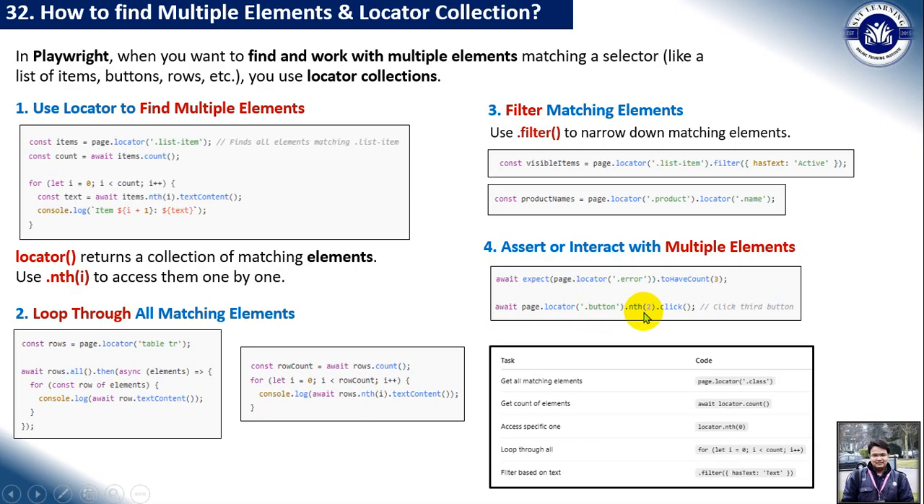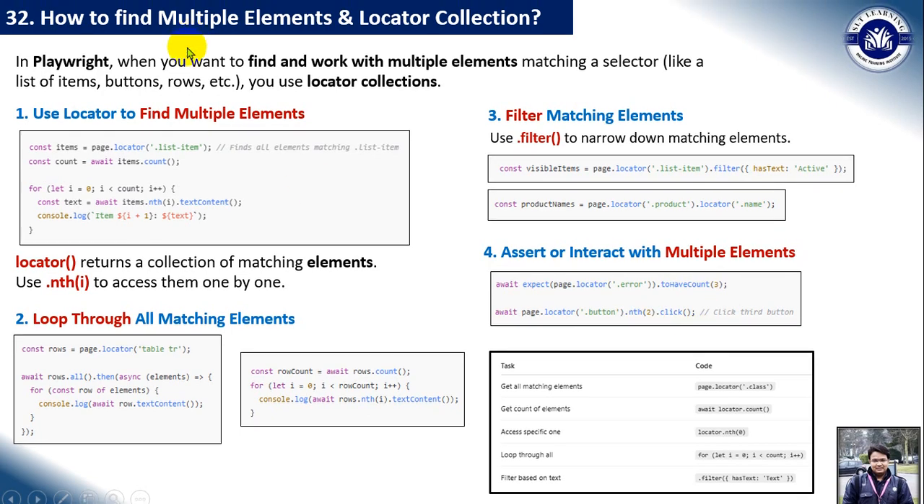And you will click on the second button. Okay, sorry, you will click on the third button. It will always start with a 0, so 0, 1, 2, you will click on the third button over here. Okay, so this is the simple way to use the locator to find a list of elements.